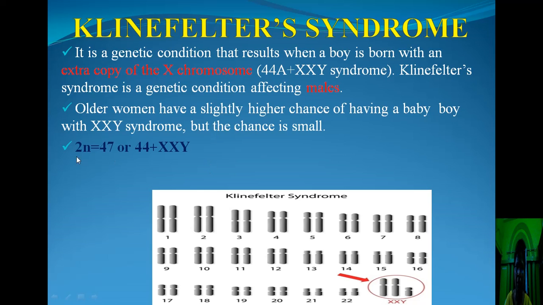This is the diagrammatic view of Klinefelter syndrome. In this diagram, you can see the 22 pairs of autosomes are normal, but the sex chromosomes in this case of male are X, X and Y. Normal males have X and Y, but in this case, there are two X chromosomes present in males.